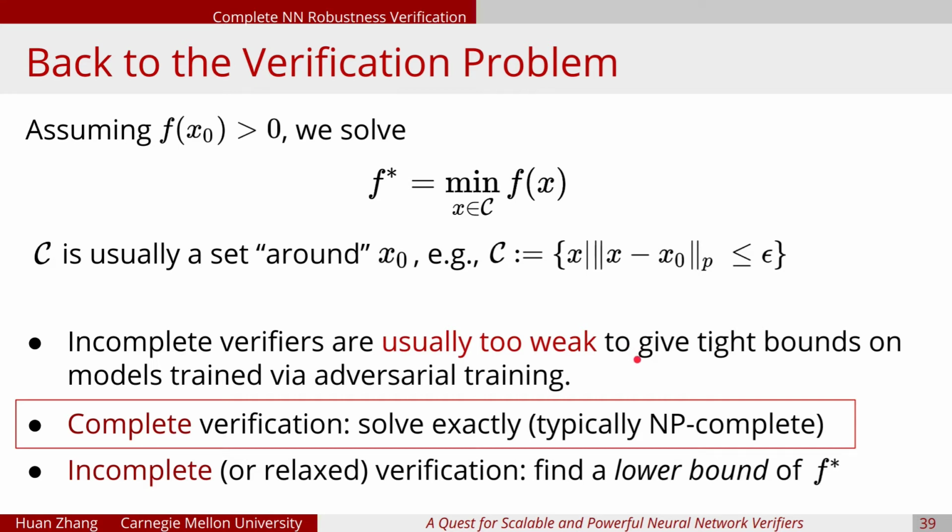CROWN is an incomplete verification algorithm, and it's usually too weak to give tight bounds on a model, especially for models trained by adversarial training, not by a specialized certified defense method. For a complete verifier, we aim to solve the problem exactly given unlimited time. It's still an NP-complete problem, so you still need exponential time, but the goal is to see how you can solve the problem as fast as possible.